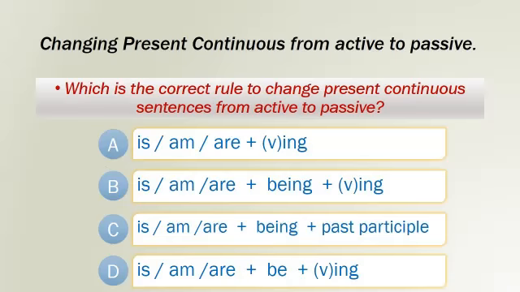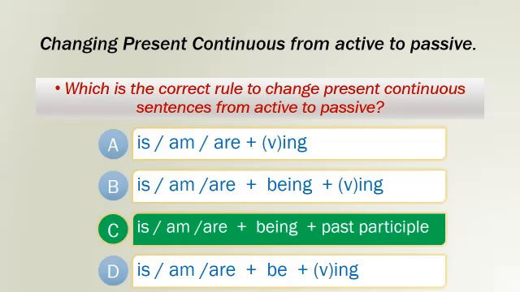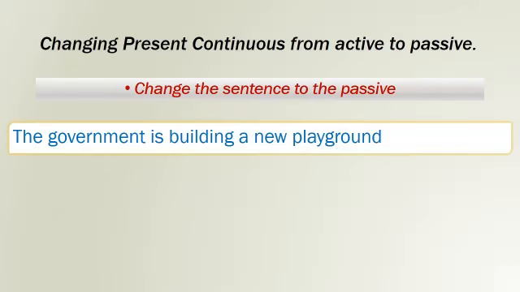And now, after studying the previous steps, please choose the correct answer to make the rule of changing a present continuous active sentence to passive. As you can see, the correct rule is choice C. We use is, am, or are, then being, then the past participle of the main verb. Please use the rule to change the following sentence from active to passive. And as you can see, it's a present continuous active sentence.